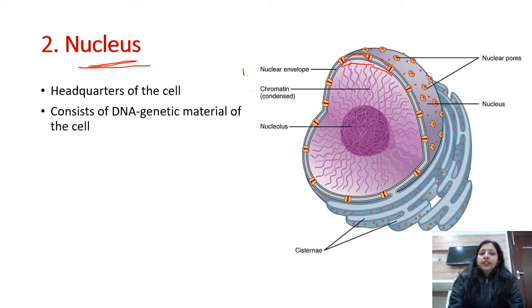Then we have chromatin, which are thread-like structures, the centrally located nucleolus, and we are having nuclear pores, which are present in the nuclear envelope. And this nucleus consists of DNA in our case, which is actually the genetic material which is passing the information from parents to the children, right?